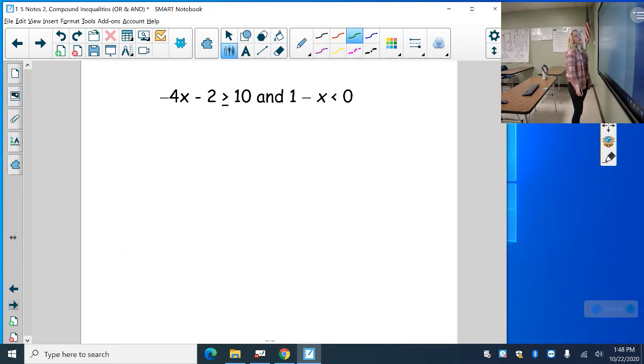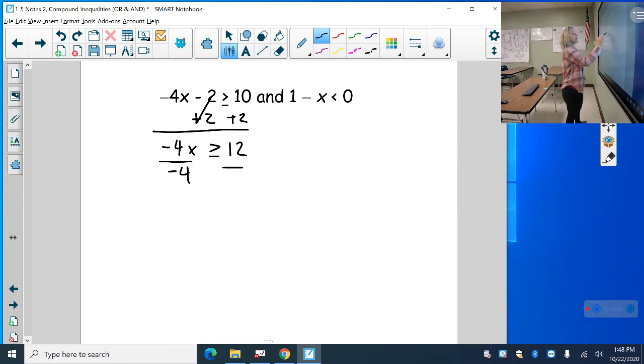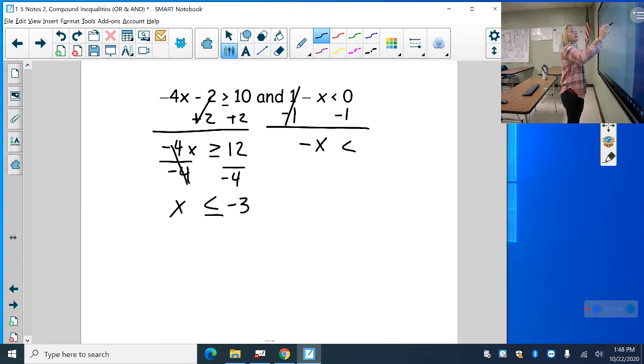All right, next one. This is also an "and," except it's not written together, so we just solve them both separately. So I'm going to add 2. So I have negative 4x is greater than or equal to 12. Now I'm going to divide both sides by negative 4. And since it's a negative, I'm going to flip the sign. So I have x is less than or equal to negative 3. And on this side, solving for x, I'm going to subtract 1 first. So I have negative x is less than negative 1. Divide by negative 1, and since we're dividing by a negative, we flip the sign. So I have x is greater than 1.